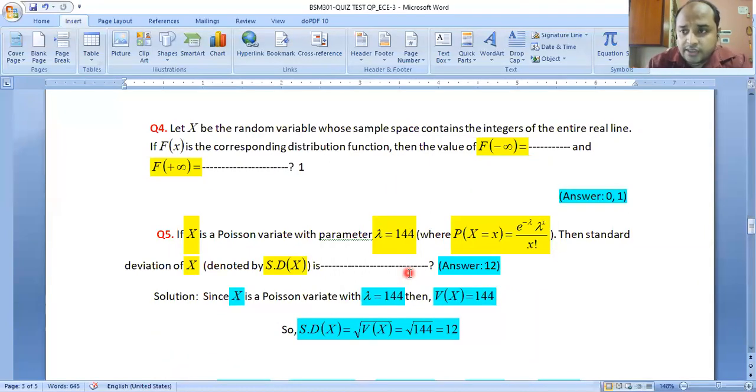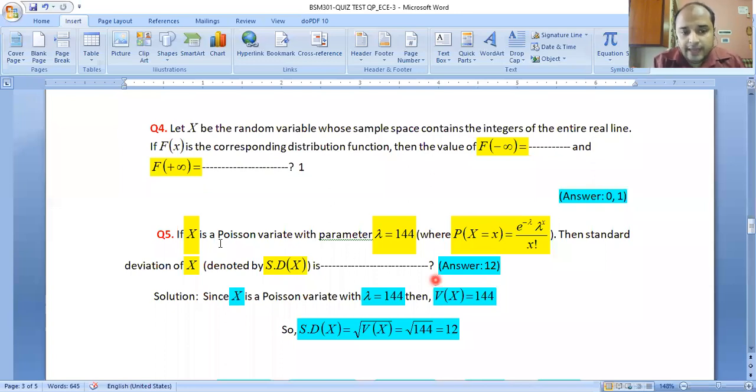Question number 5 was there in your question paper, but in a different way. I asked if capital X is a Poisson-variate with parameter m equals 2, what is the mean of the random variable. Now let me discuss this. That is in front of you. This question was set for section B, students of ECE.